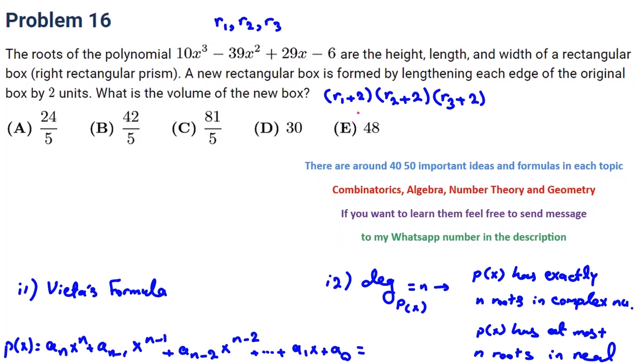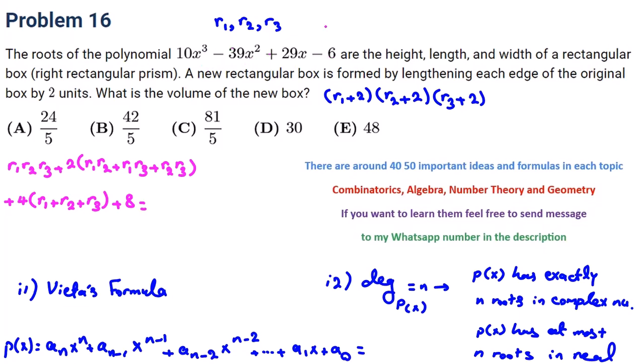Okay, here, if you want to calculate this part, we say it is equal to r1 r2 r3 plus 2 times (r1 r2 plus r1 r3 plus r2 r3) plus 4 times (r1 plus r2 plus r3) plus 8. So now we use Vieta's formula on this polynomial, because r1, r2, r3 are roots of this polynomial.